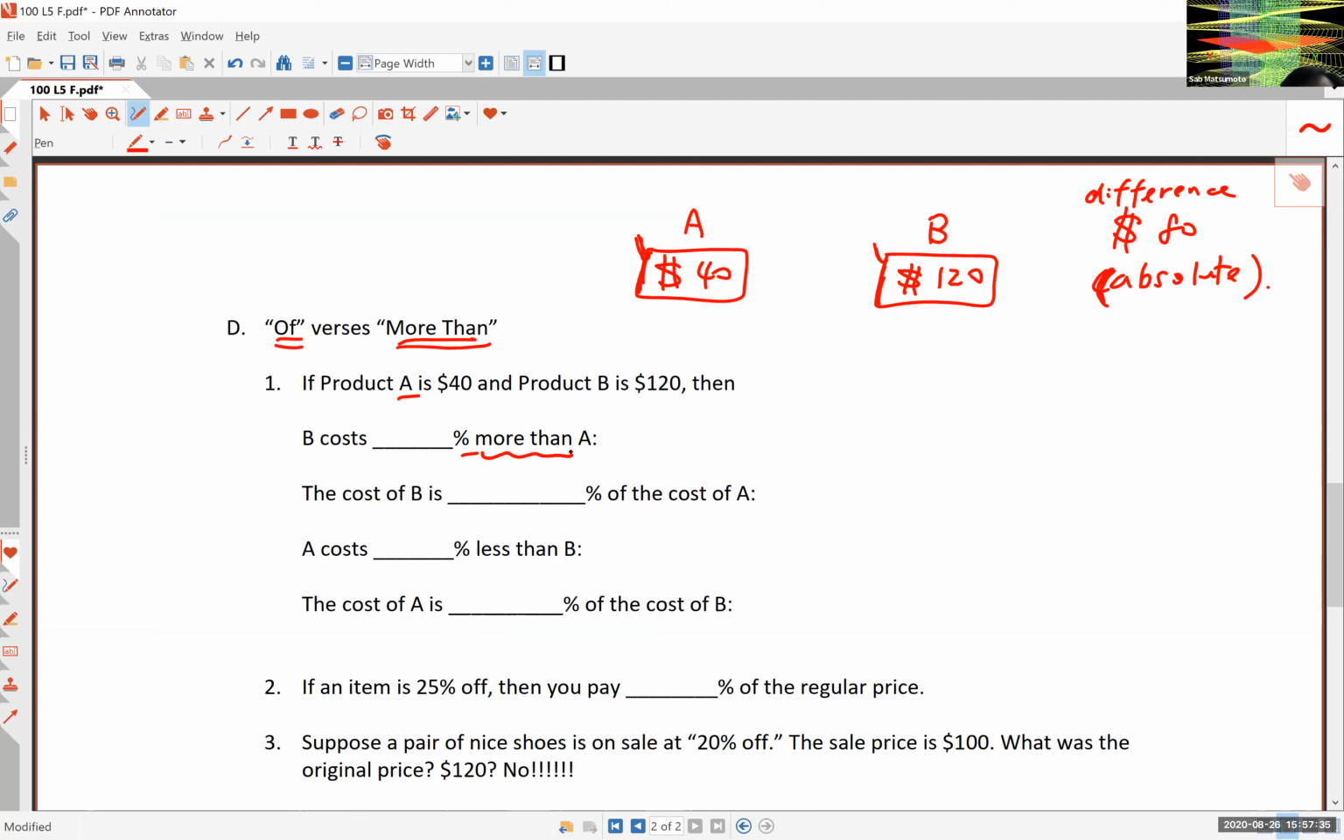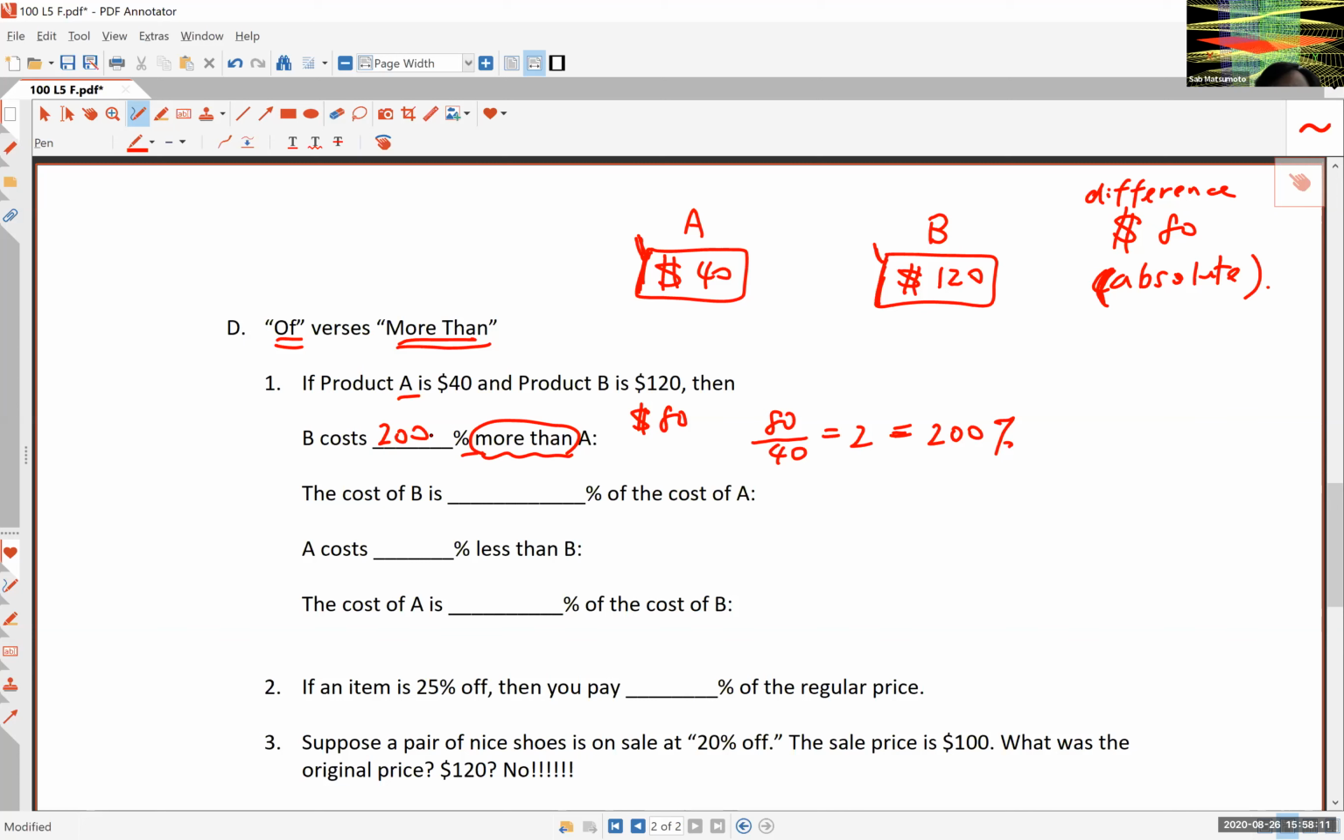More than A. Okay, when you're talking about more than, the difference is 80, right? So the difference is 80, and you want to say B costs how much more than A? So what you'll have to do is, 80, which is a difference, divided by 40, which is 2. Now, 2 is a decimal number, 2.00, and that's 200%. So the answer to this question is B costs 200% more than A. Does that make sense?